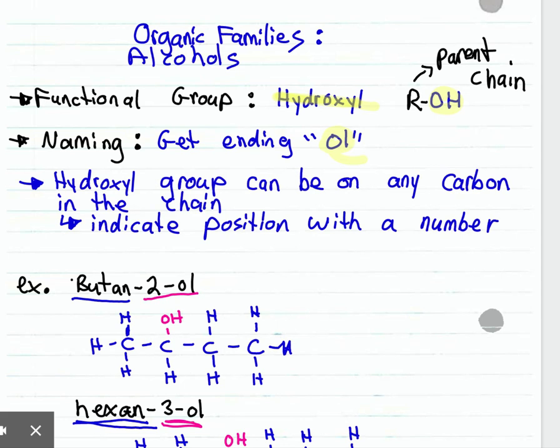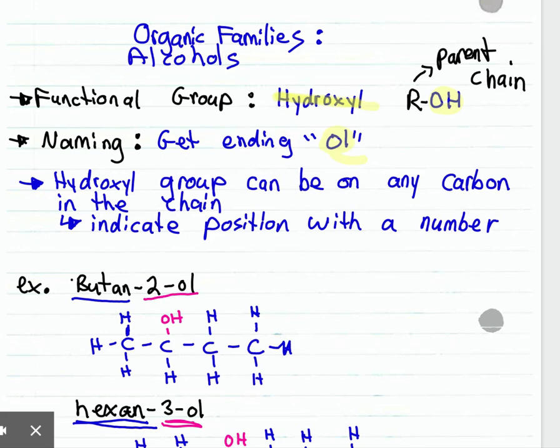So, alcohols are a type of organic family that are characterized, I guess, by this functional group called a hydroxyl, which is basically an OH attached to a hydrocarbon chain. So we can see here that I've shown a hydroxyl bonded to an R, which represents the parent chain.